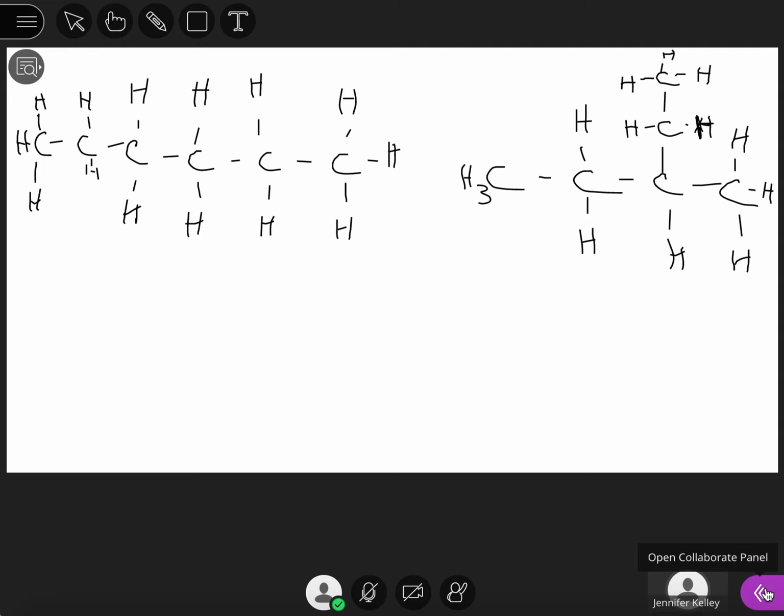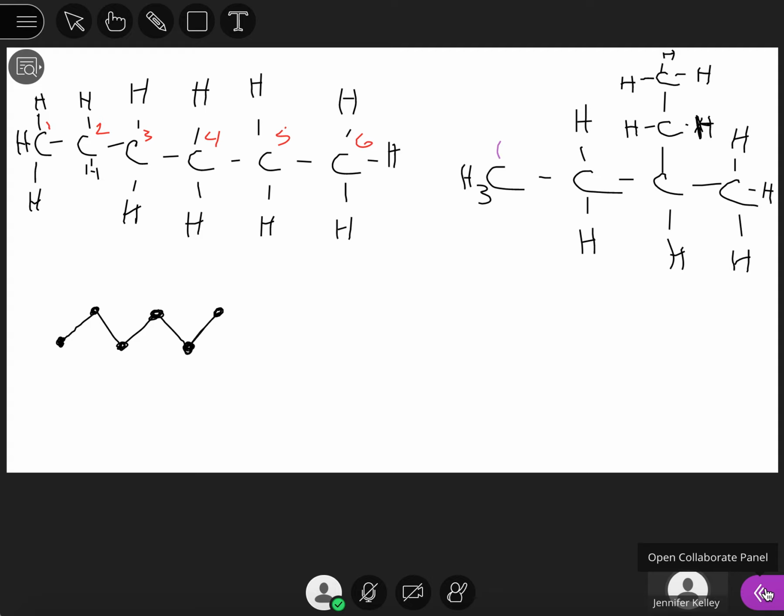So let's put them in stick structure because that gives you a better idea of the stackability of them. So the one on the left has 6 carbons. To draw the stick structure, every time I see a point, that means there's a carbon. So since there are 6 of them, I'm going to need 6 points. So this is 1, 2, 3, 4, 5, 6.